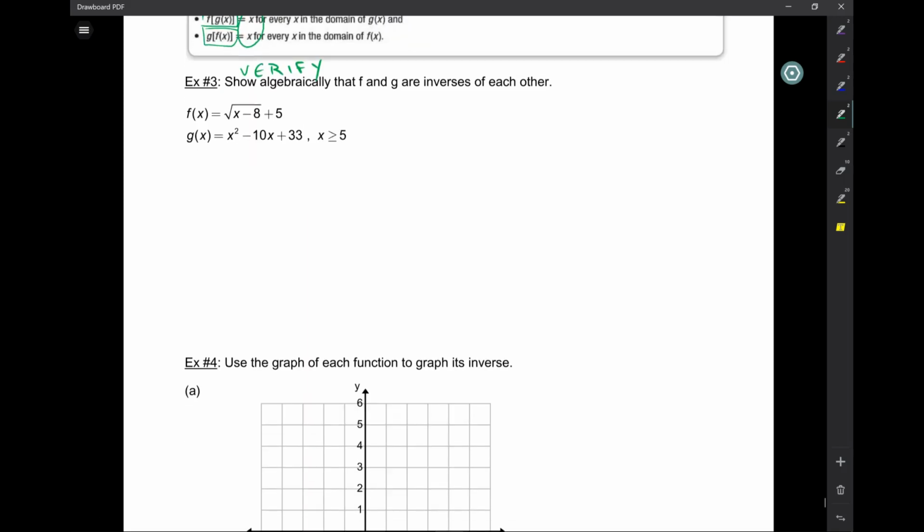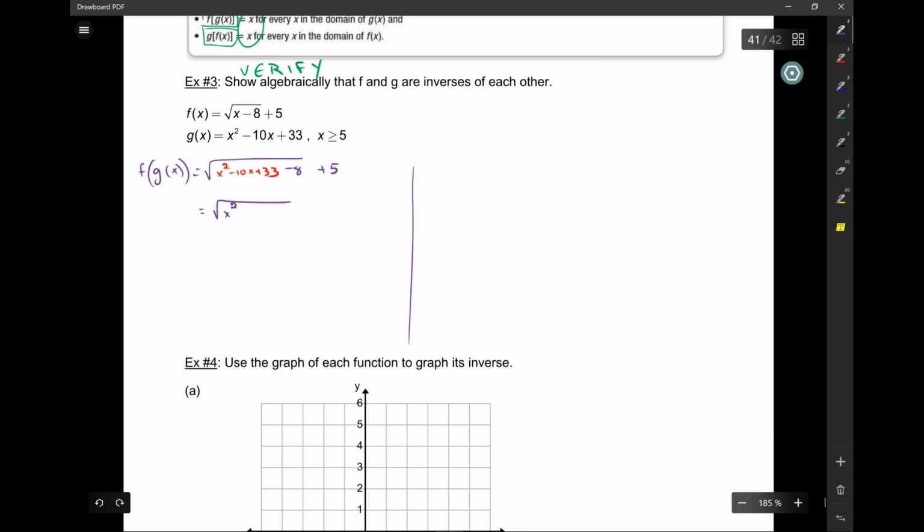So here, we're going to verify that f and g are inverses of each other. Well, this is f and this is g. So first I find f of g of x. That's why we were doing what we were doing yesterday. So we're going to put g inside of f. So it's going to say the square root of x squared minus 10x plus 33 minus 8. I love doing these. Okay? So now take a look at what happens.